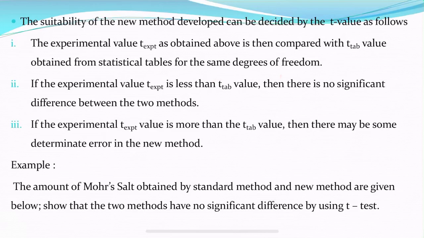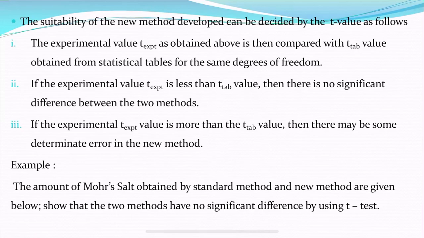And next, if the experimental value, that is t experiment, is less than the t tabulated value, then there is no significant difference between the two methods. So, then we need not worry about the new method, we can perform the experiments by conducting the old method or standard method itself. Suppose the experimental value, that is t experiment, is more than the t tabulated value, then there may be some determinate error in the new method.